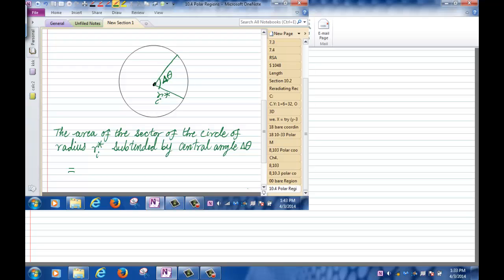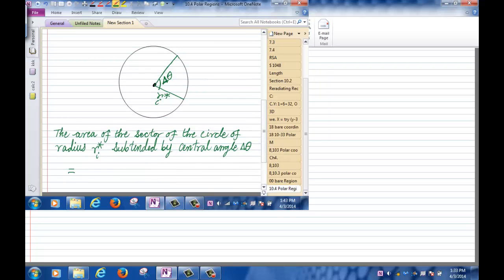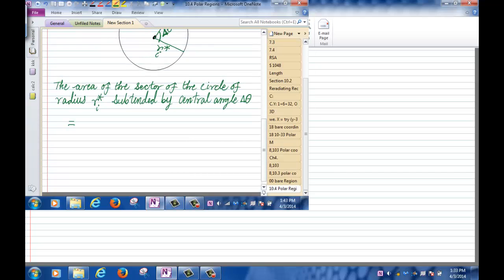Well, if delta theta is 2 pi, what is the area? If delta theta is 2 pi, then you're getting the entire circle, right? So what's the area of the entire circle? Pi times the radius squared, right? So that's the area if delta theta is 2 pi.